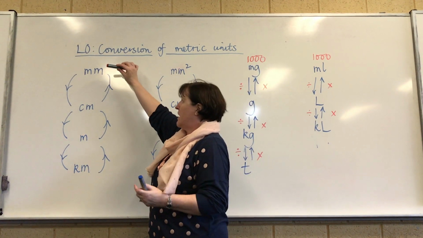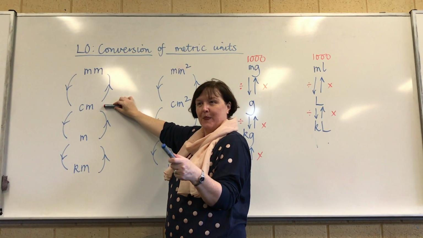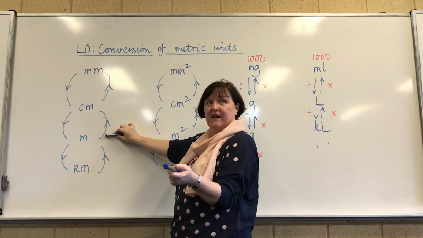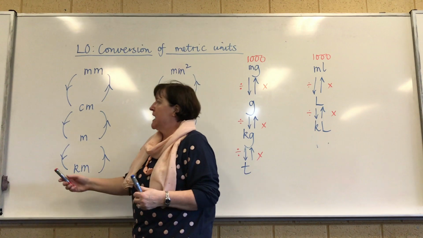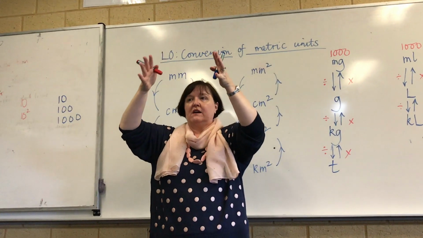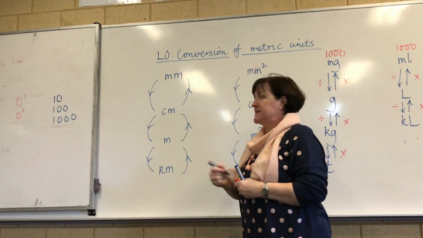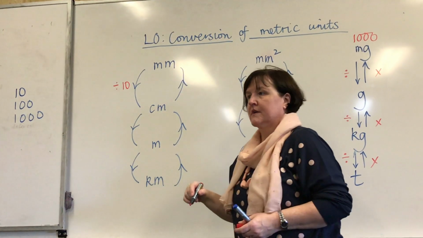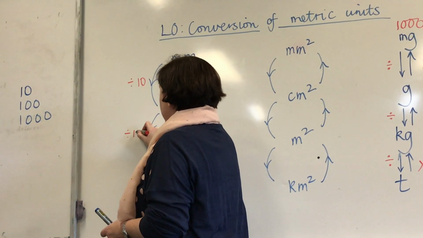different. So there are 10 millimetres in a centimetre, 100 centimetres in a metre, 1,000 metres in a kilometre, okay? And if you look here, 10, 100, 1,000, it gets bigger. So, to go from millimetres to centimetres, we divide by 10. To go from centimetres to metres, we divide by 100.